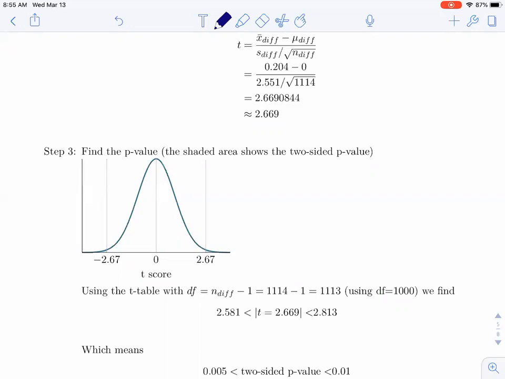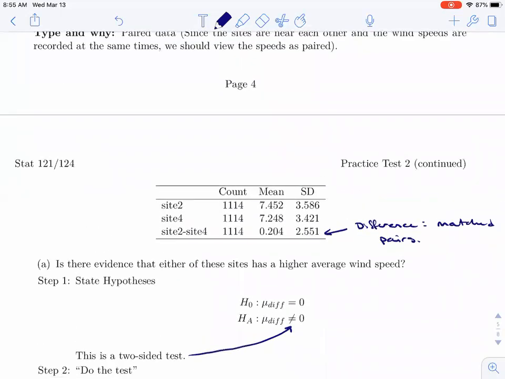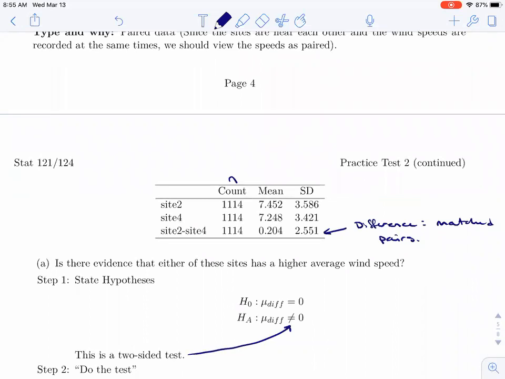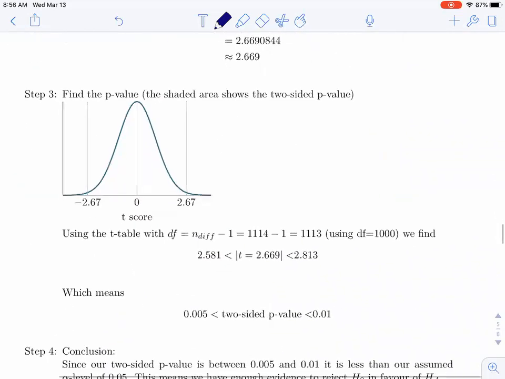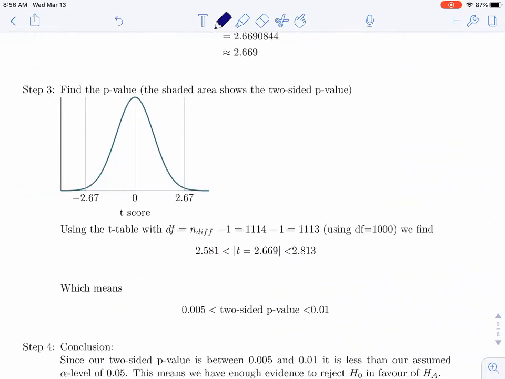Okay. So we had 1,114 as our sample size, right? Every 6 hours for a year, and the counts were in the table. Count is your n. So to find your degrees of freedom, you're going to have n diff, or n_d, minus 1, which is 1,114 minus 1, which is 1,113. But when you go to your table, you'll find you have choices between 100 and 1,000, and then Z star, which is infinity, right? We don't have infinite, we have 1,113, so we're going to use 1,000.